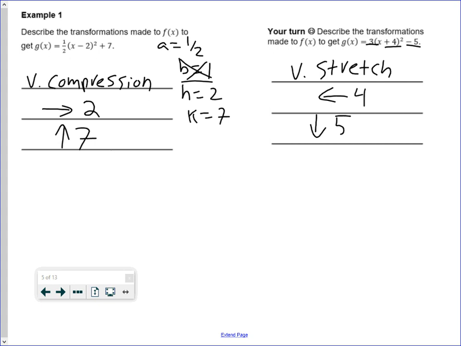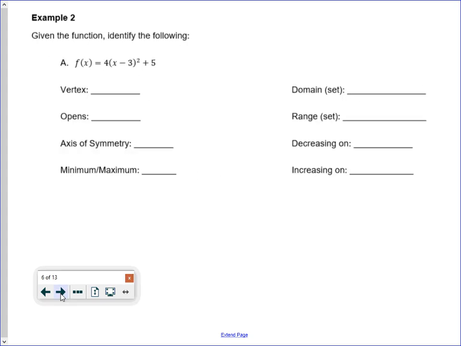All right. So let's keep going. What we're doing here is we're given a function, right? We're given a quadratic function in vertex form. That's important to know. This is in vertex form. What we're going to do is take it, and from just this equation, we're going to figure out pretty much all its properties.